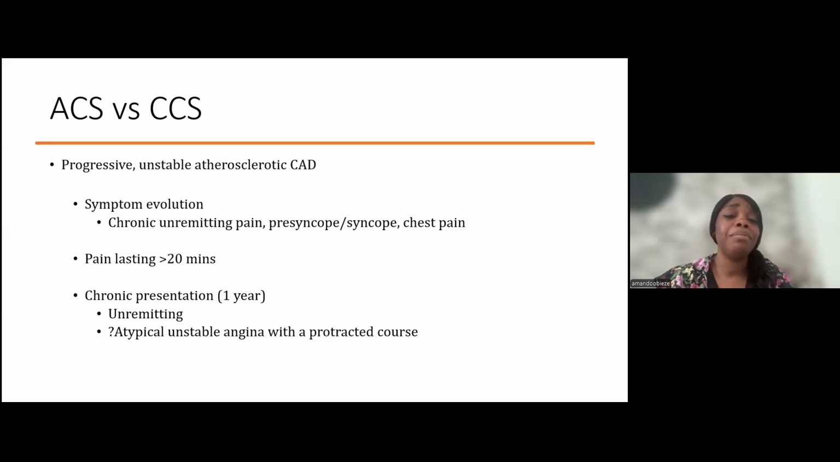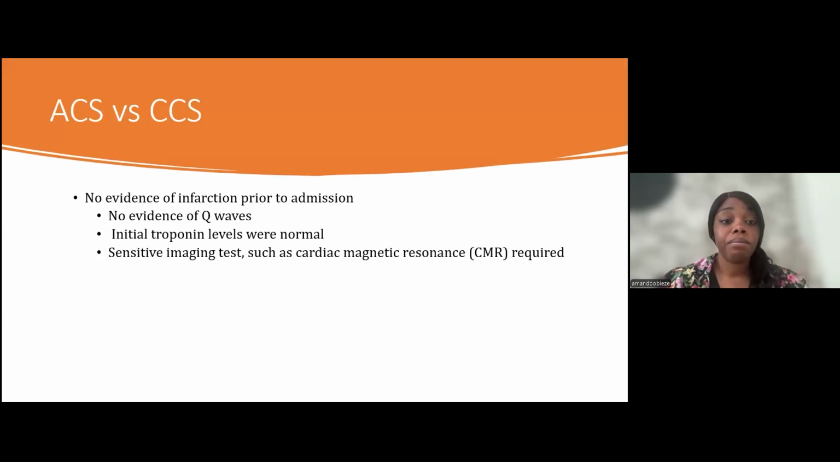We can also say that his symptoms evolved over time because he had a 1-year history of unremitting neck and shoulder pain, then started having syncopal episodes, and eventually had chest pain, which led to the diagnosis of NSTEMI. So we presume that this patient most likely had an atypical unstable angina with an unusual protracted course, which was not remitting. Next, please.